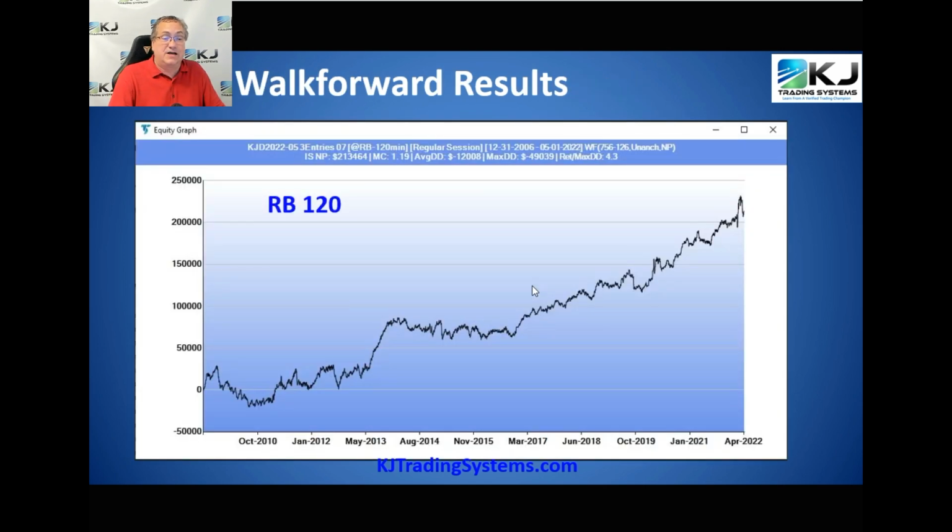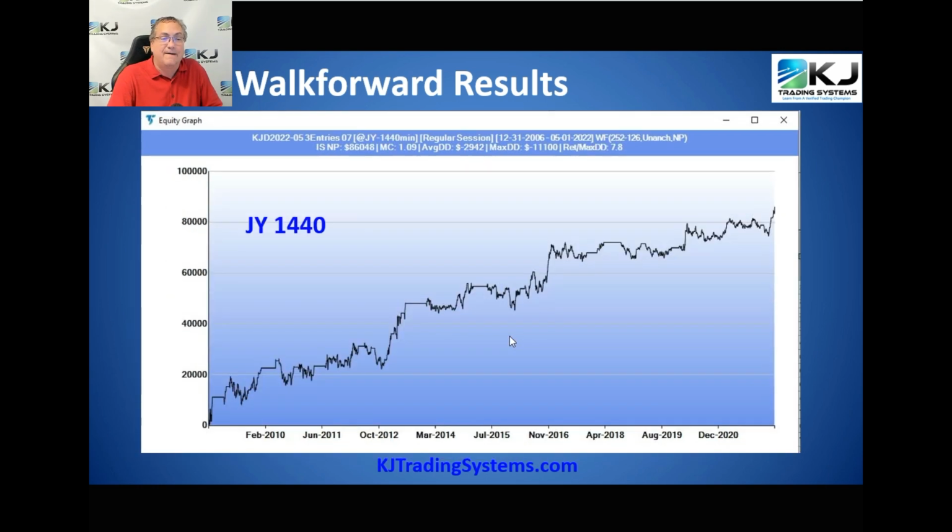Over the last 15 years, here are some walk-forward results. This is unleaded gas, 120 minutes. Looks pretty good. There are some significant drawdowns, especially unleaded gas. It's kind of crazy. And then here's a currency strategy, Japanese yen, 1440 minute. And you can see there are some flat periods where it actually just sits on the sidelines, which is nice. Some strategies you want in the market all the time.